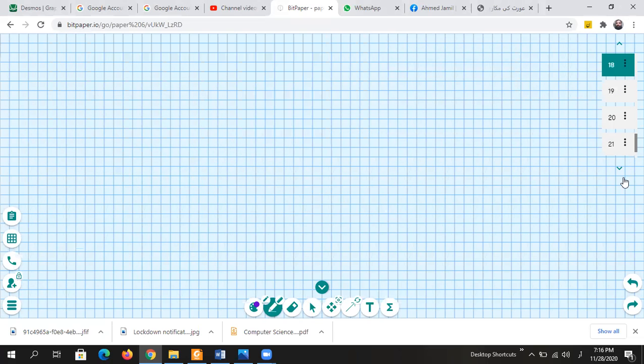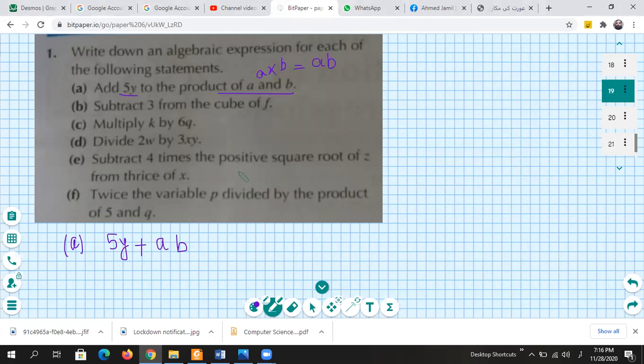All right. The next part is part D. We try this part. This is about converting this English statement into mathematical form. Divide 2w by 3xy. So it is very easy. Just divide this 2w. We can use the fraction or this division sign as well.